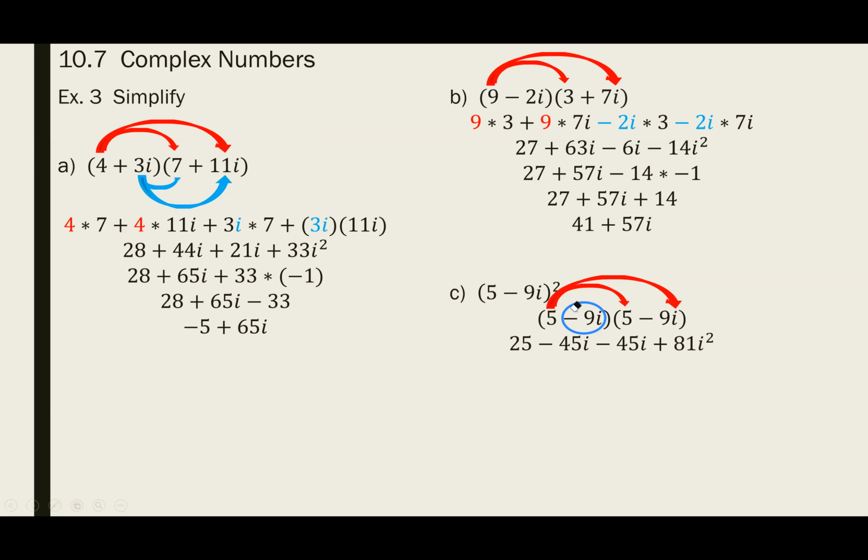But even though we say a positive 81, because of the i square, that 81 needs to change to become a negative. So combining like terms, I have 45 and 45 to give me 90, keeping the negative sign. And again, -1 times 81 gives you -81. Then you combine like terms, and everybody see that this is what we should have: 25 take away 81 to give you -56.